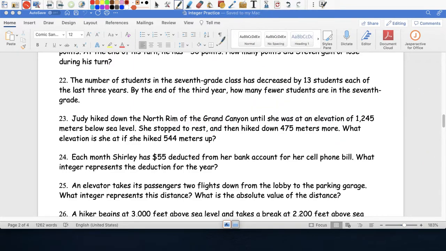24, each month Shirley has $55 deducted from her bank account for her cell phone bill. What integer represents the deduction for the year? So negative $55, right, representing the deduction, times 12. There are 12 months in a year, so negative $660, which is not that bad.